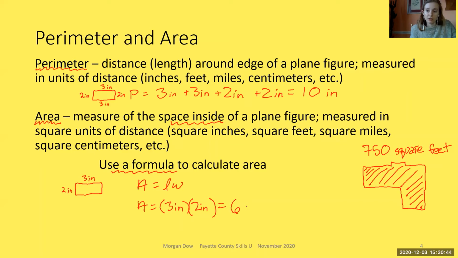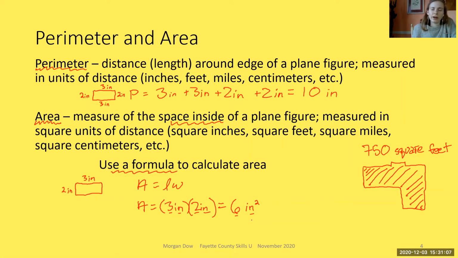And a nice short way of writing square inches, instead of writing it all out, we can just do inches with a little squared. And really where that comes from is we're doing, right, 3 times 2 is 6. And then inches times inches gives us inches squared. So that's why we're getting this result of square units when we talk about area.